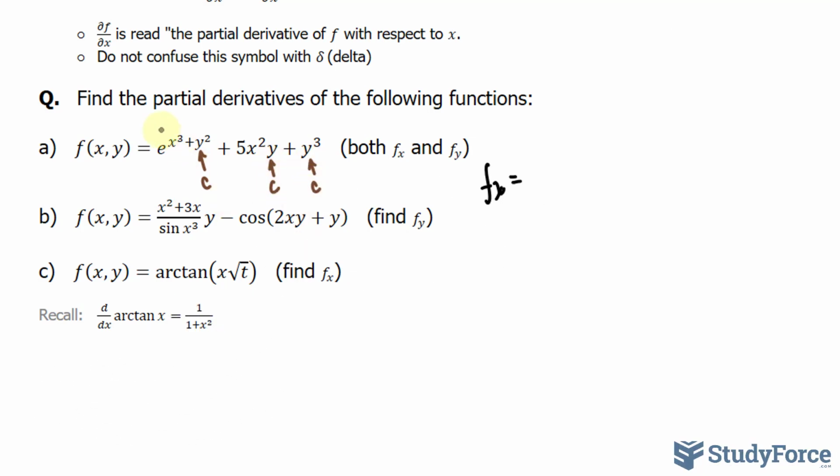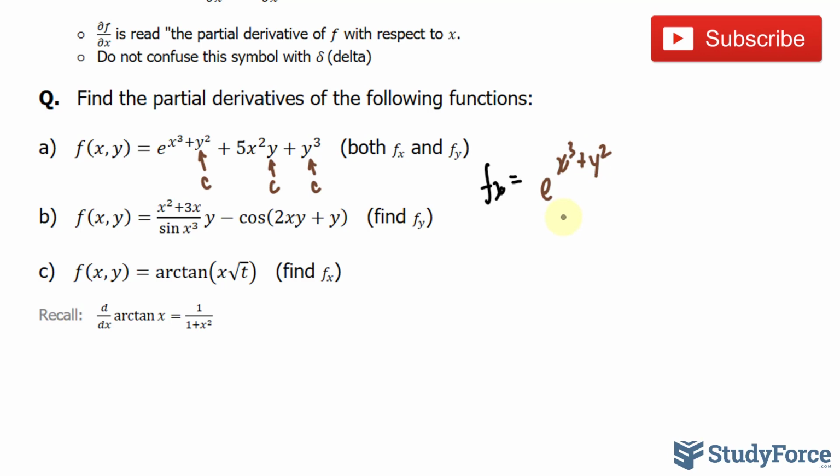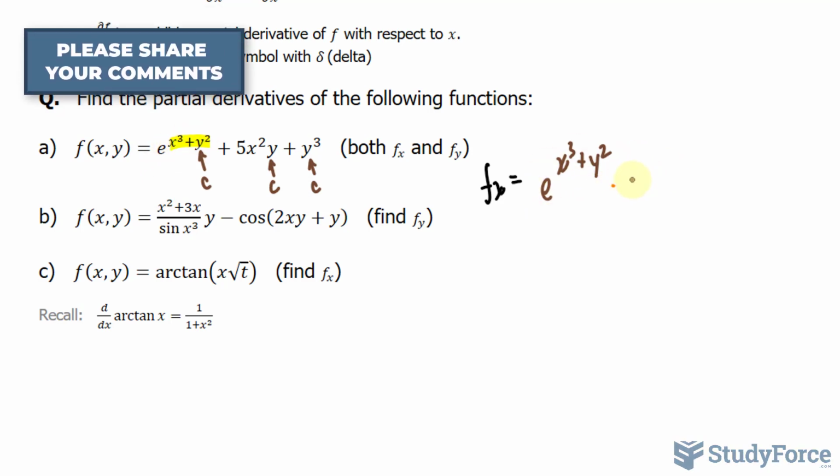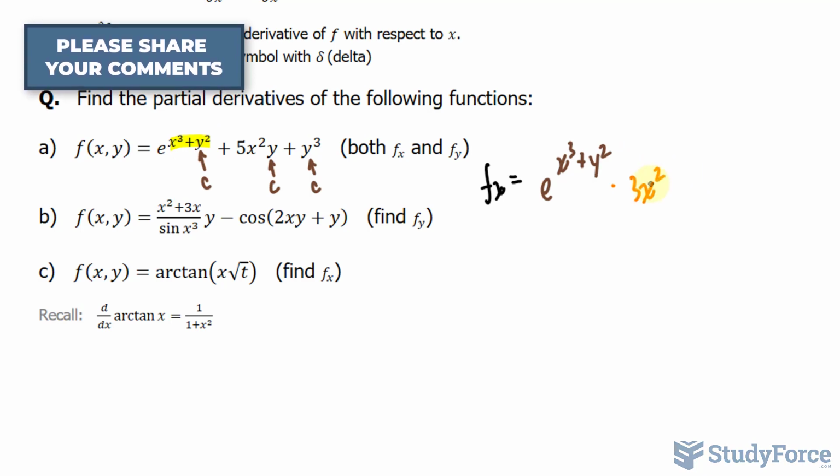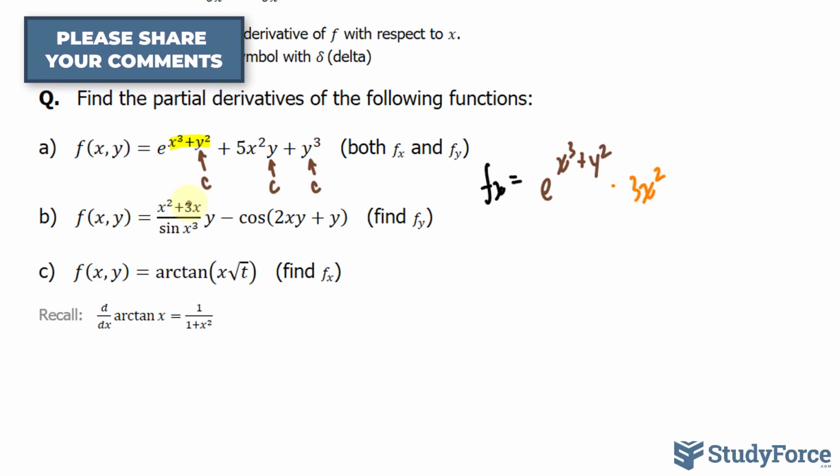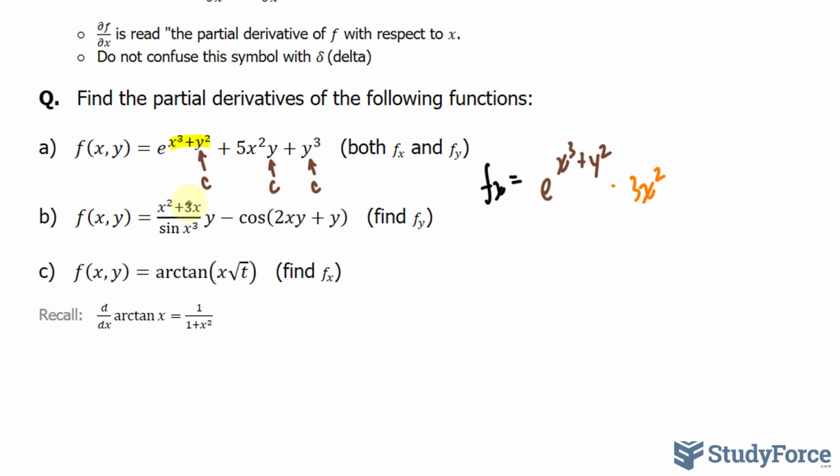Keep that in mind. We'll take the derivative of the first term. We have e to the power of x to the power of 3 plus y to the power of 2. And then we take the derivative of this part, that expression, and we'll multiply it to this expression. X to the power of 3 becomes 3x squared. We're using the power rule. And y to the power of 2 becomes 0. Remember, it's a constant. It's like taking the derivative of a number.